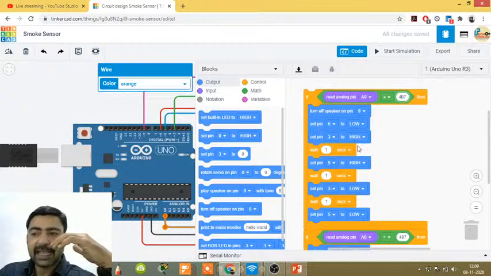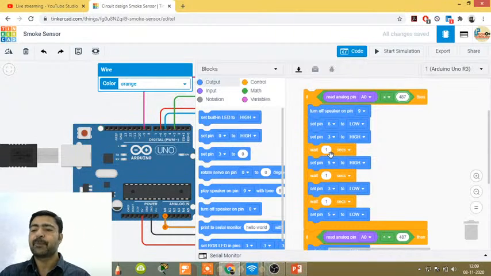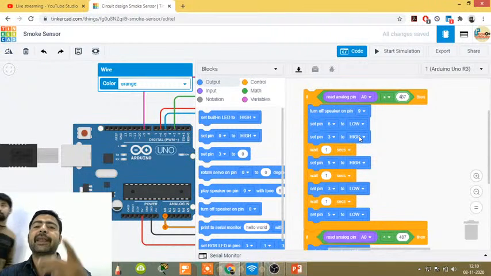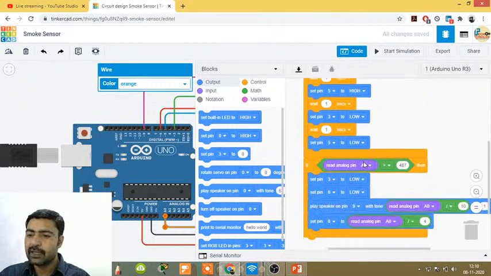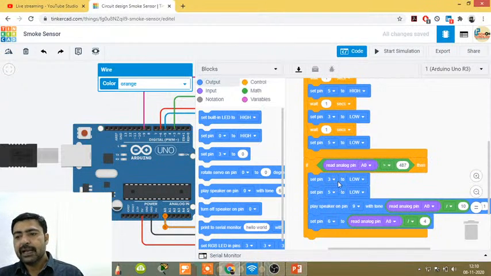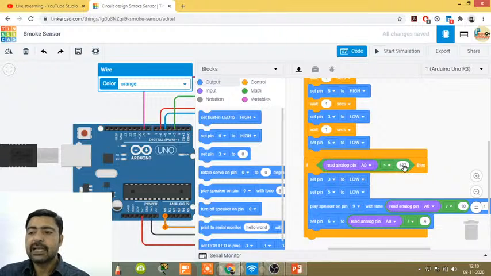So if the value of the gas is less than or equal to 487, we'll keep the red LED off, and we'll keep turning the green and blue LED on and off. But if the content which we are measuring using analog pin A0 is more than 487, then what do we need to do? Then we need to turn off our green and blue LED, and we need to turn on our red LED.